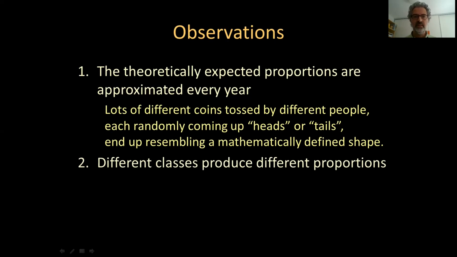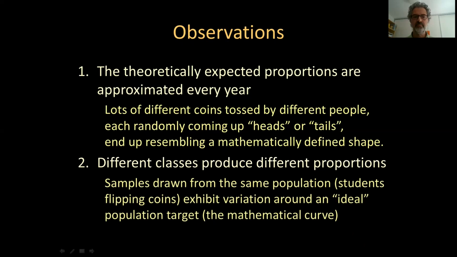The second thing to keep in mind is that different classes produce different proportions. So every year is different. There is variability in the actual outcome. The shape is not identical. So why would we not get the same shape? This is kind of the opposite question from the previous one.